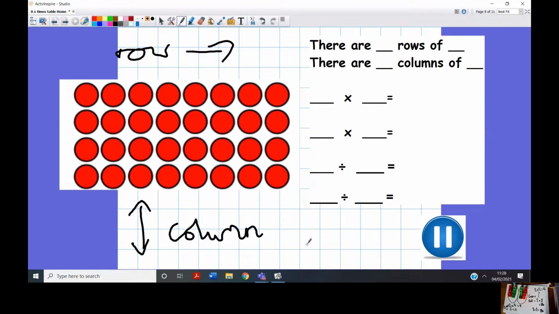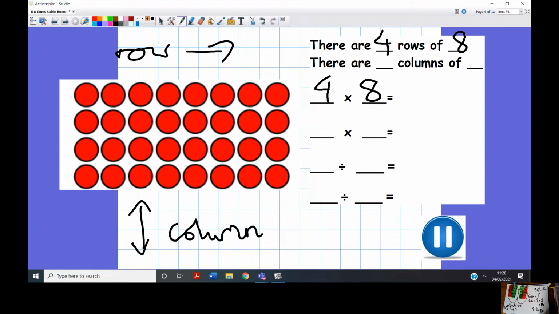Fantastic. Now, I hope that wasn't too challenging for you to complete. Now, let's have a look at our array first. How many rows do we have? We have 1, 2, 3, 4 rows. How many do we have in each row? And this should be quite easy because if we think about what times table we're learning about: 1, 2, 3, 4, 5, 6, 7, 8. There are 4 rows of 8. That means I have 4 groups of 8.